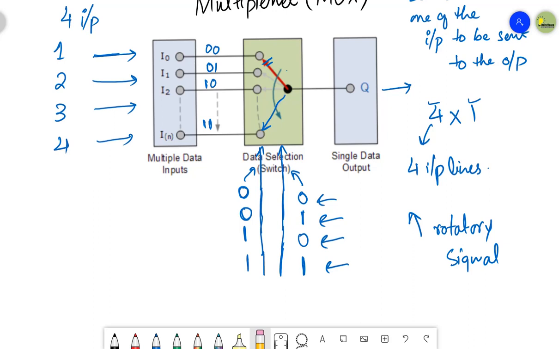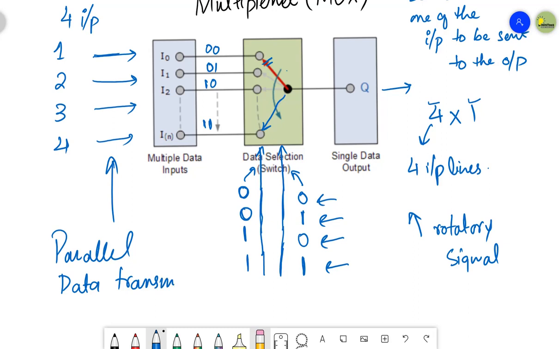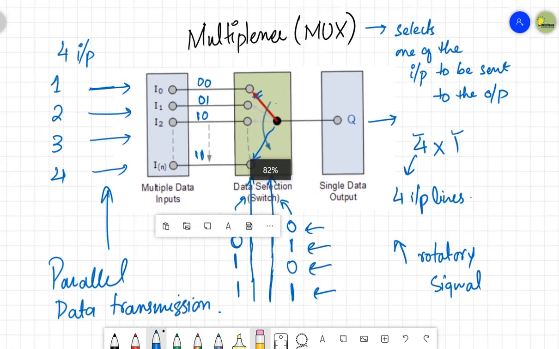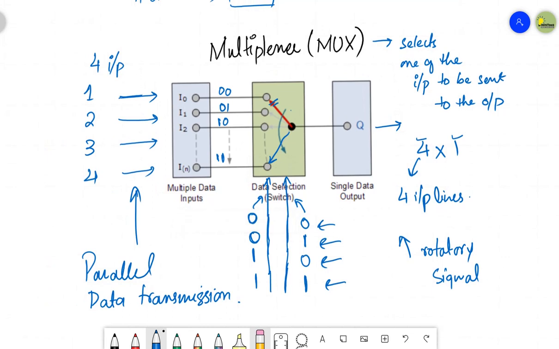And keep in mind that since you have multiple inputs, look at here, multiple inputs are transmitting to the mux, to the device. So it means there is parallel data transmission going on. Parallel data transmission. So I hope this is clear to you, how you can use different kinds of integrated circuits for parallel data transmission, right? So I hope this video is helpful to you.